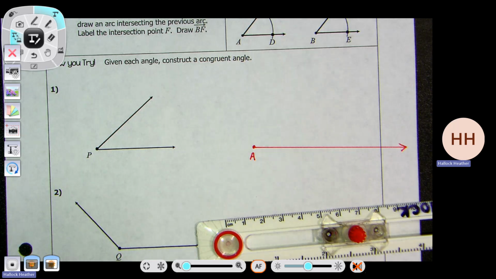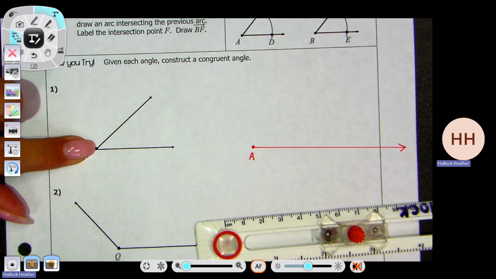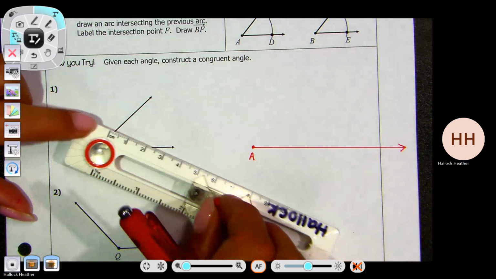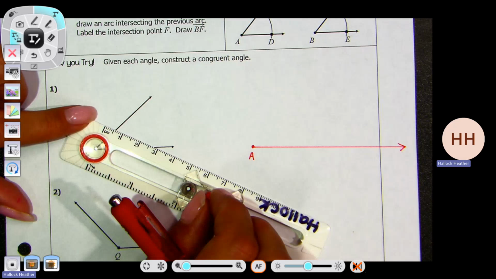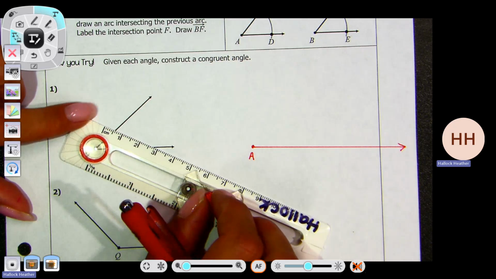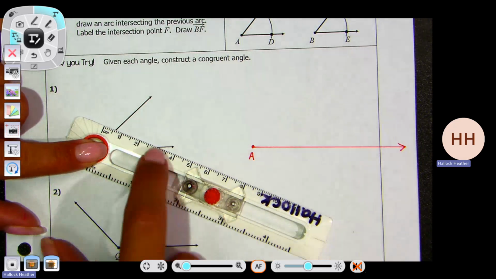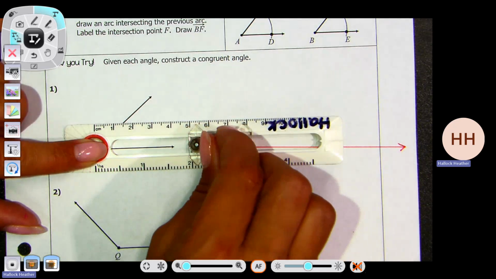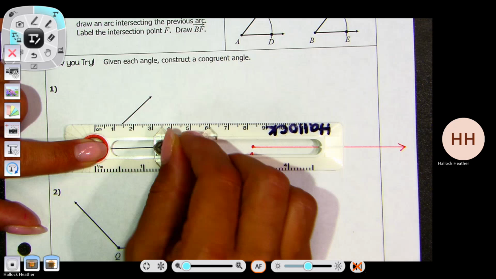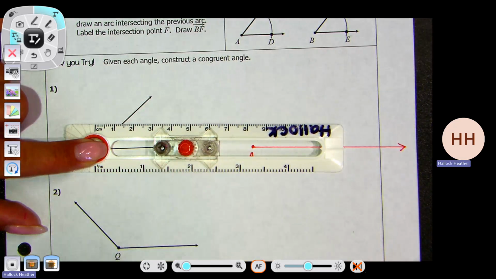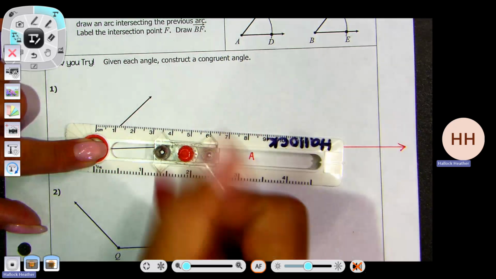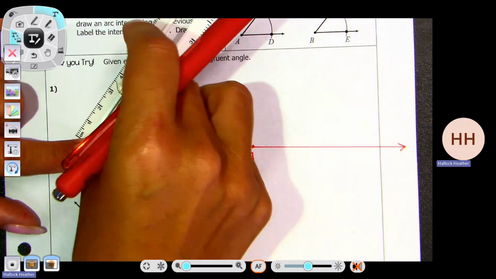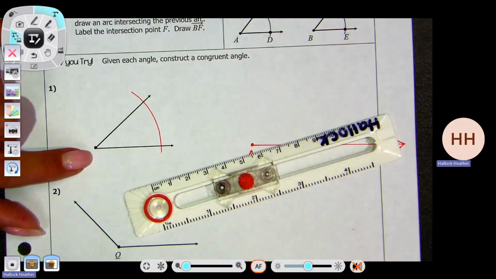The next step, we put our compass on point P. Then we open up more than half the distance of our ray at the bottom. Right now it's way too big. I'm going to open up more than half the distance, just eyeballing it more than halfway. And I'm going to draw an arc mark that goes through both rays. I'm going to start at the bottom and go up, so it intersects both rays.